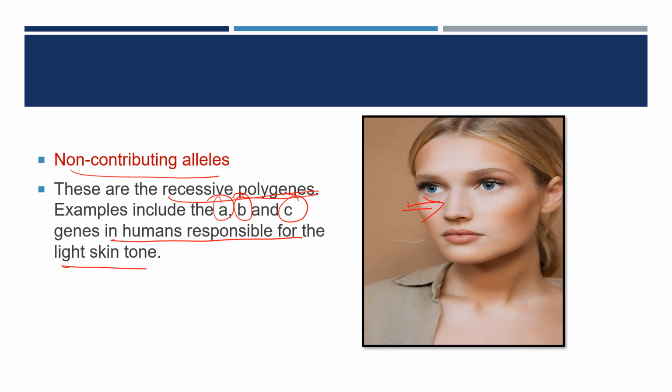So those genes were the producers of melanin. Is it clear? But these genes A, B, C are not producing any melanin. They are producing a little amount of melanin, so they will be light skin tone. Okay, so there is always a light skin tone in these non-contributing alleles.